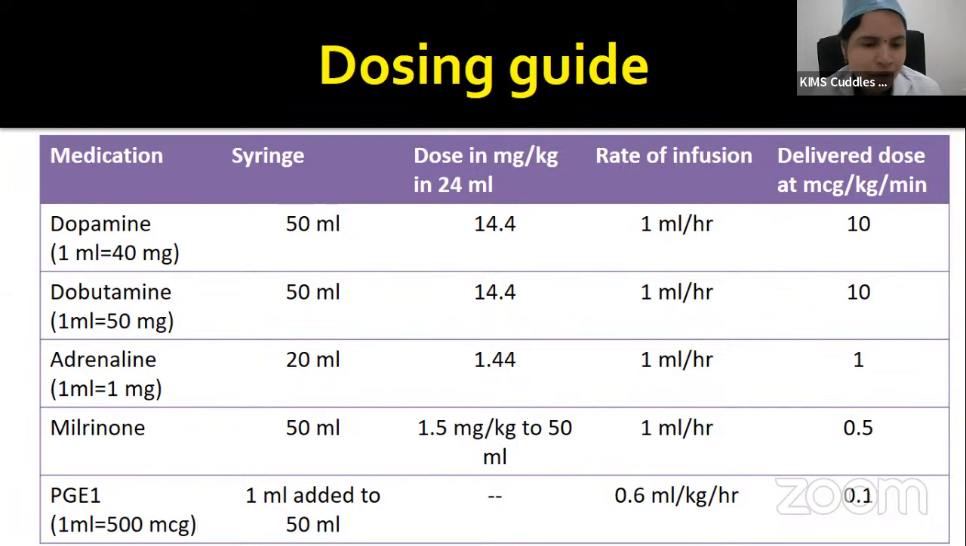Likewise, for adrenaline and norepinephrine, the multiplication factor is usually 1.5 times of the weight, and this can be mixed to make 24 ml of the solution.